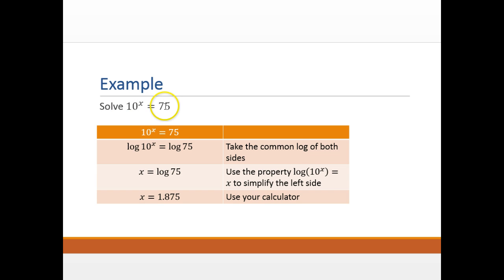Let's see how we can apply this. Say I have 10 to the x equals 75. I'm going to take the common log of both sides because I know logs give me exponents. So log of 10 to the x equals log of 75. Well, this is base 10, understood to be base 10 when I don't write the base. So log of 10 to the x is simply equal to x because we know log and 10 to the x are inverse functions, so they undo one another. So x equals log of 75. I'm going to use our calculator, and so I get x is 1.875.